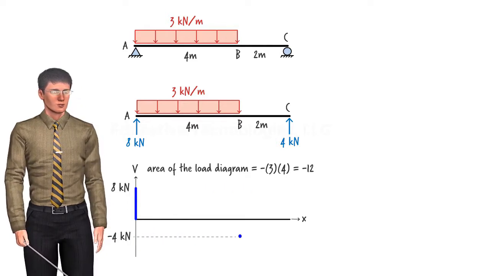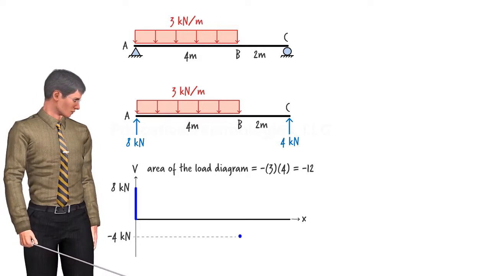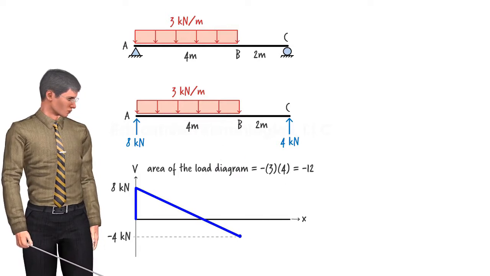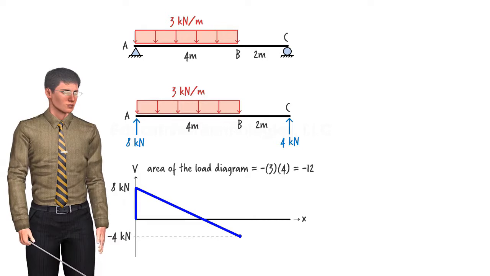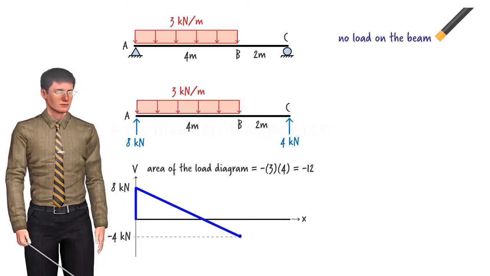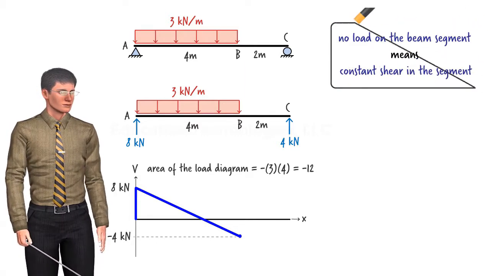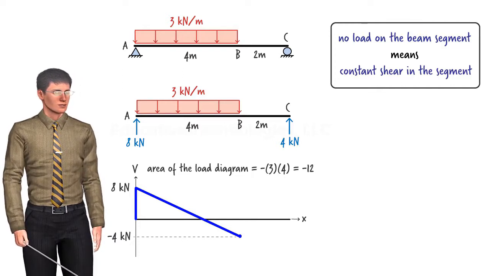Further, since the load is constant, shear is going to change linearly. This means we need to connect these endpoints using a straight line. The rule is as follows. When there is no load applied to the segment, shear within the segment does not change value. When there is a constant load applied to the segment, shear within it changes linearly.